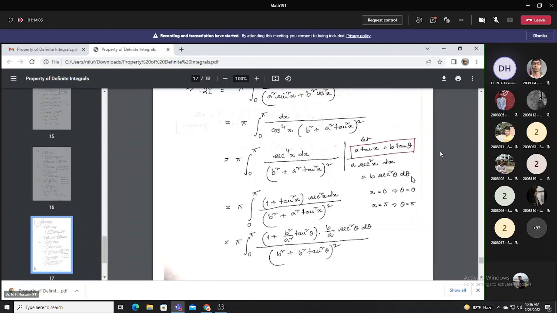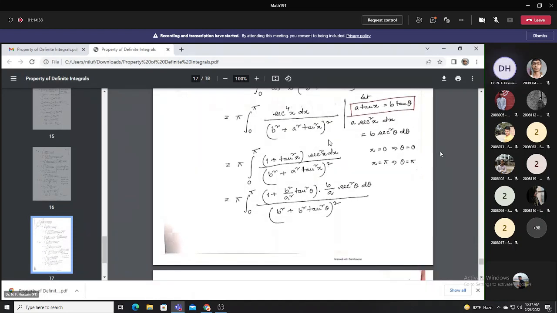Now adjust the limits. When x equal to 0, tan 0 is 0, so theta will be 0. When x equal to pi, theta should be pi, right? Because a tan x equal to b tan theta. When x equal to pi, theta will be pi.